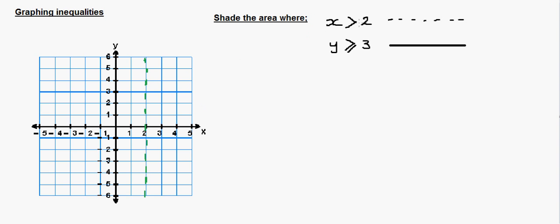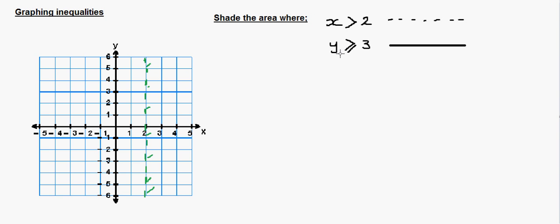So if x is greater than 2, I've put in my dotted line to show that it's greater than, and then I just flick a few lines on the side that I'm interested in. Because if x is greater than 2, then x is 3, 4, 5. We're only interested in this side of that line. So I flick a few faint lines here to show I've no more interest in this part of the graph.